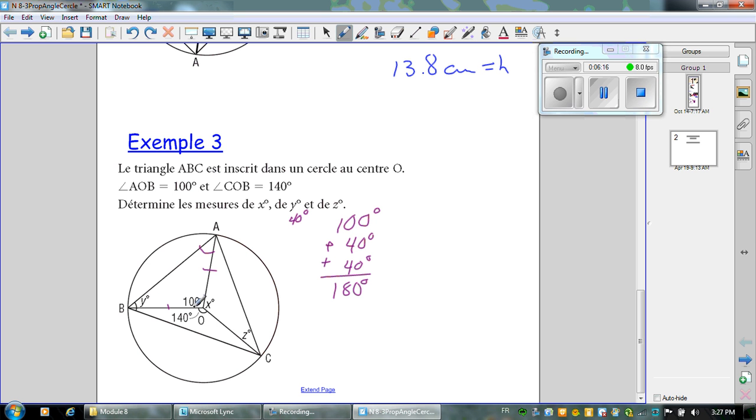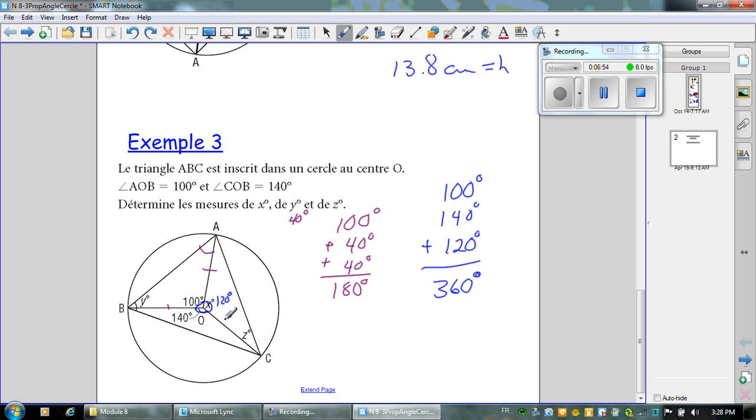All right, so let's take a look at x. Now here I have 100. Here I have 140. In a full circle, I have a total of 360 degrees. I already have 100 and 140. X is the remainder of the circle, and in a circle there's a total of 360 degrees. So what is x? X has to be 120 because it has to add up to 360. So this is 120.